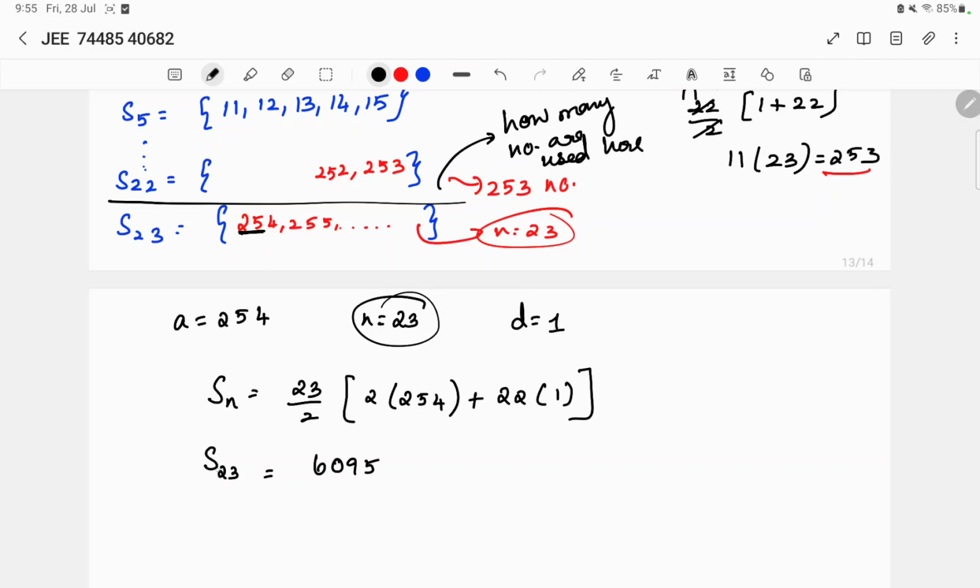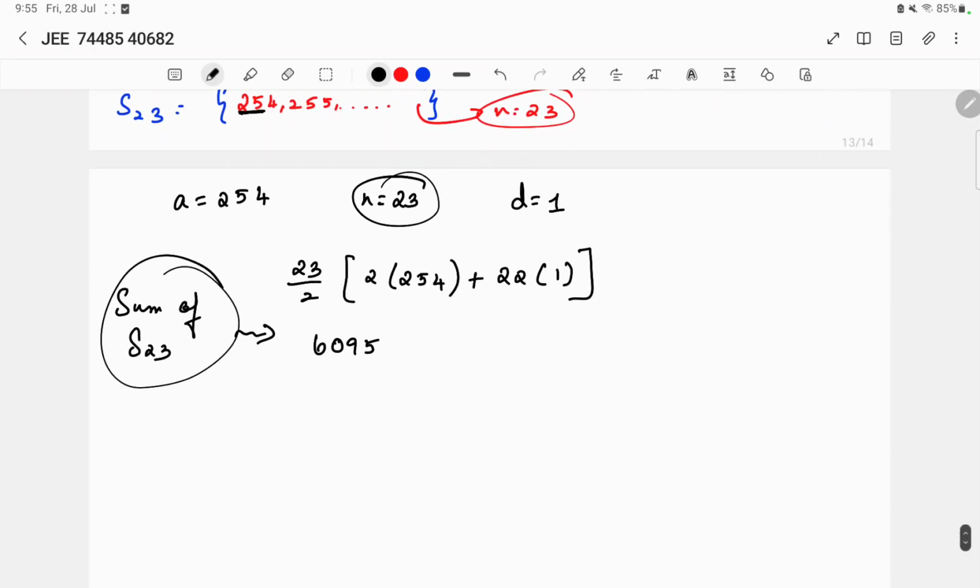So this will be the sum of S23. In S23 we will have this one. S23 is the sum, 6095 will be the answer. Now next question.